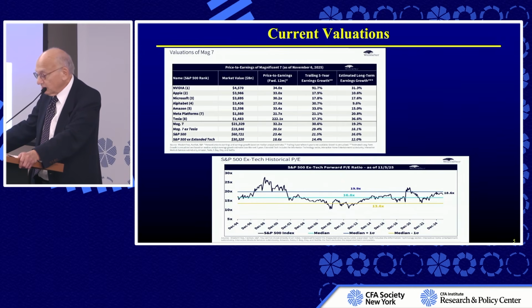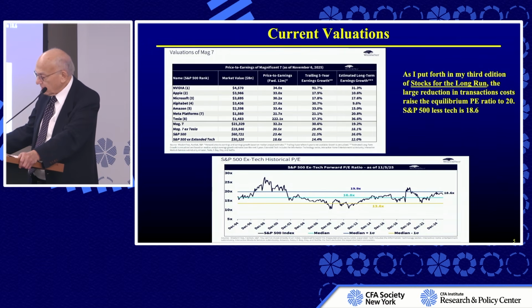The Mag 7 ex Tesla is 30.6. The whole S&P is 23. Ex Mag 7 plus some other related techs is only 18.6. Whoa. That's still bigger than the long run average. By the way, there it is, that ex-tech's historical PE ratio compared to 2000. I'll talk about that in a second.